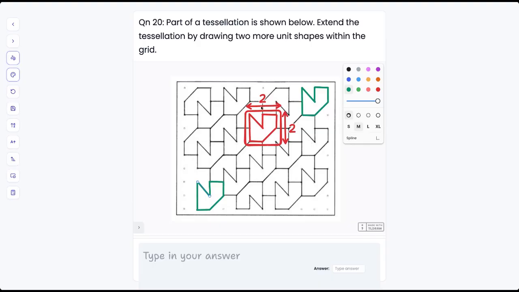For this one, you can do the other way of this shape, but I'm just choosing the one that's very easy for me to follow. All right, let's move on to the next question.